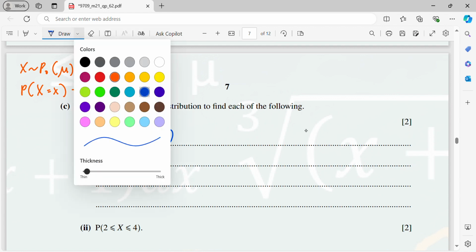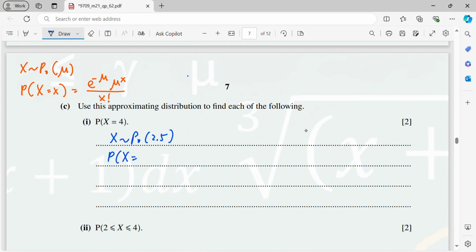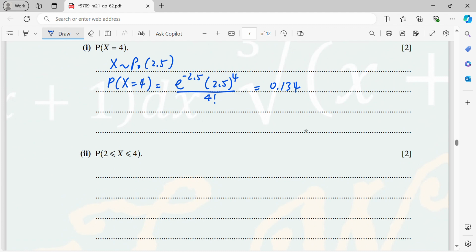Okay, so now your x is 4. So P(X = 4) is e to the minus 2.5 times 2.5 to the power 4 over 4 factorial. That means you will be getting the value of 0.134, correct to 3 significant figures. Now part 2, X between 2 and 4 inclusive. So X between 2 and 4 is the same as P(X = 2) plus P(X = 3) plus P(X = 4).